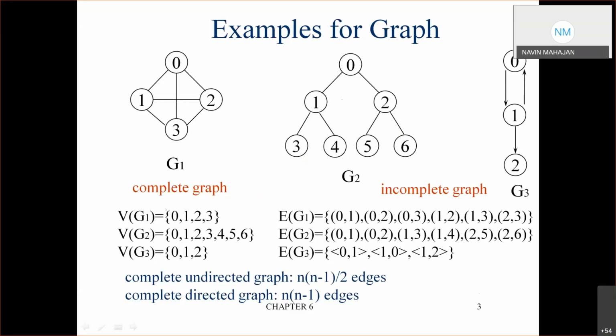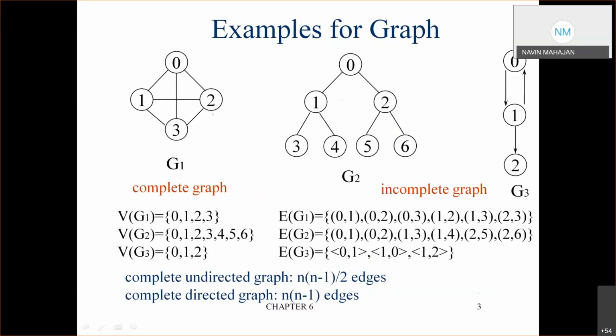Now you can see this example for the first one, graph G1. V of G1 equals what are the vertices here? 0, 1, 2, 3. What are the edges here? 0 1, 0 2, 0 3, 1 2, 1 3, because why can we not take 1 0? Already 0 1 is taken, that's why 1 0 cannot be counted here. So 1 2, 1 3, then what is left here? The last one is 2 3. So how many edges are there in total in a complete undirected graph?